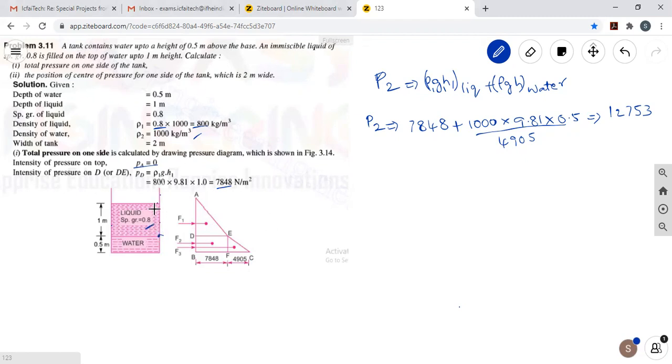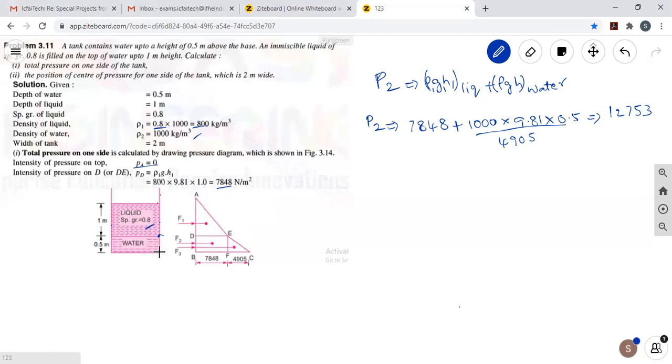When I compare pressure 0 here and 7848 here, it means it is varying in a triangular fashion. This is a first order curve; there is no second order equation. If it were a second order equation, then we could write it as a parabolic curve, but it is a straight line, so I connected it with a straight line, forming a triangle.